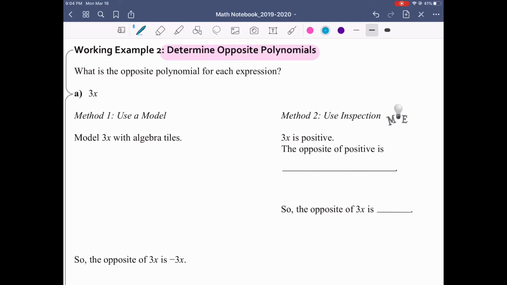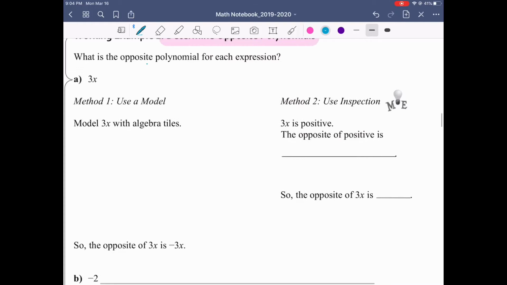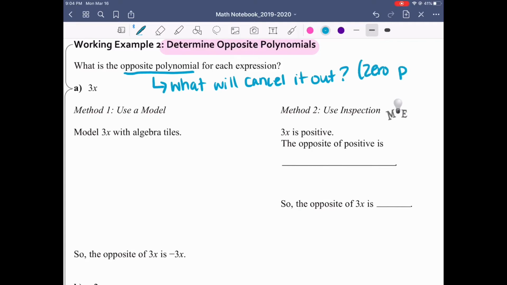So what is the opposite polynomial for each expression? So if we have 3x, okay, we're going to do two things: use a model or use inspection. Opposite polynomial just means what will cancel it out. Okay, so whatever its opposite is will be its zero pair. Okay, so think zero pairs in this case. So we have 3x. We are going to first use a model.